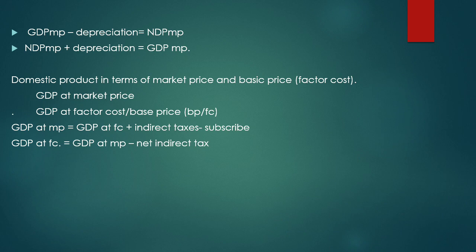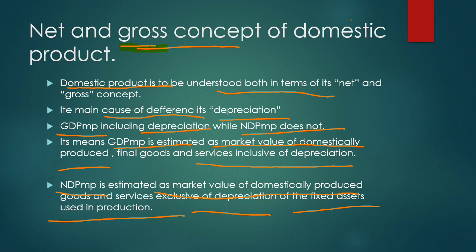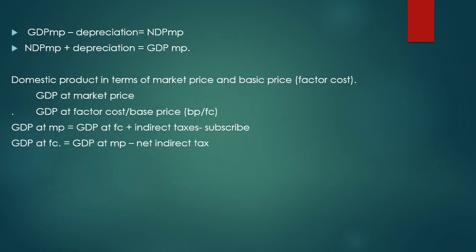If we talk about it in our further classes also, we will study how to change net to gross and gross to net, and how to change domestic to net national. So GDP at market price, depreciation is the main thing which we have to deduct so that we can get NDP at market price. If we want to reach GDP at market price, we just have to add depreciation to NDP at market price. Here, any one topic or point will be given, so you only have to deduct or add.